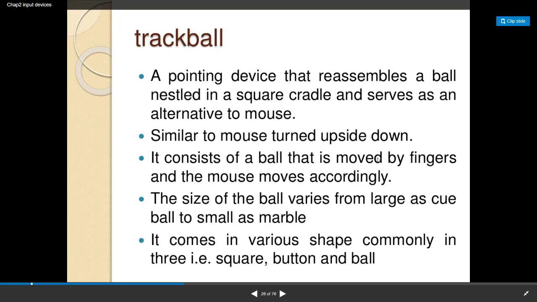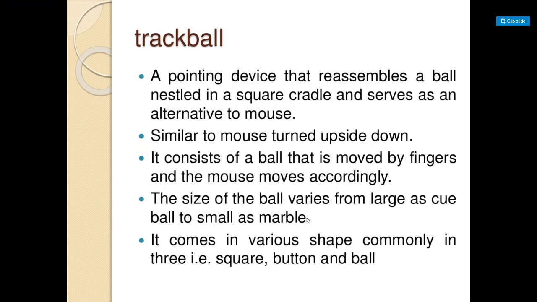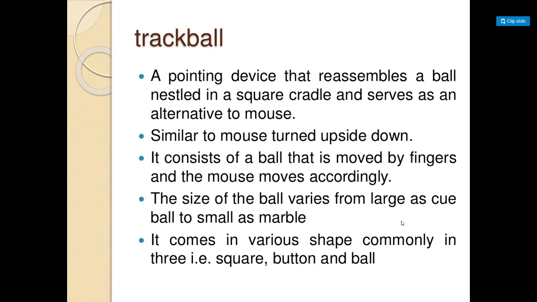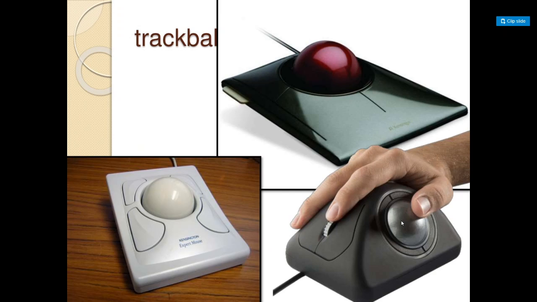And when you move this with your fingers, the mouse also moves accordingly. Again, the size varies from small, like a marble, to a big one, like a cue ball in the sense that we use in billiards. In billiards we use slightly bigger balls, right? Up to that size you can have this, and it comes in various shapes like square, button. So this is how it looks.